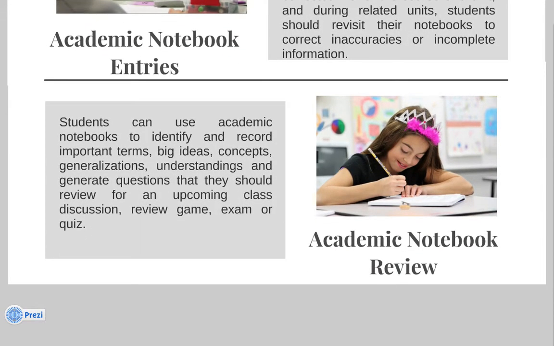For the strategy of academic notebook review, students can use academic notebooks to identify and record important terms, big ideas, concepts, generalizations, understandings, and generate questions about what they should review for an upcoming class discussion, review game, exam, or quiz.